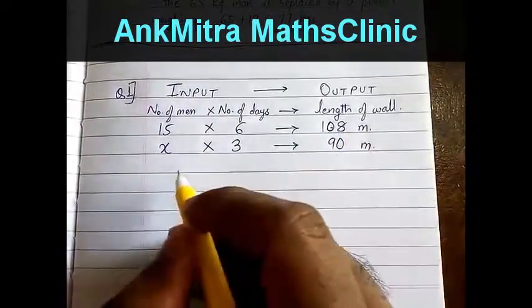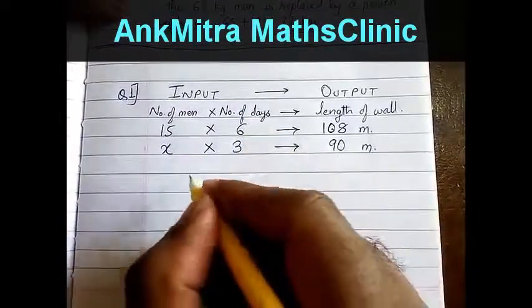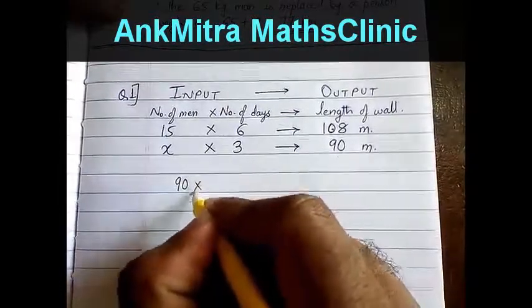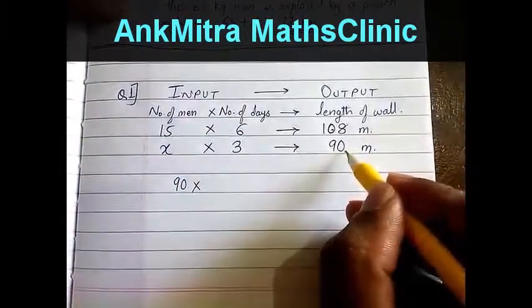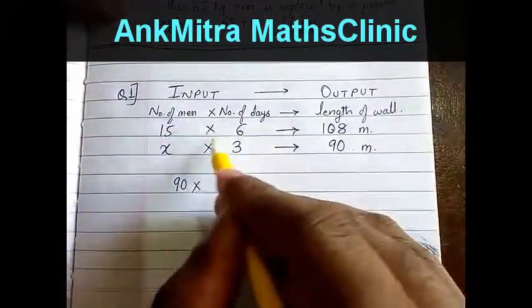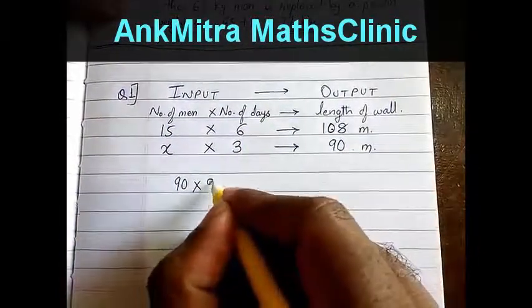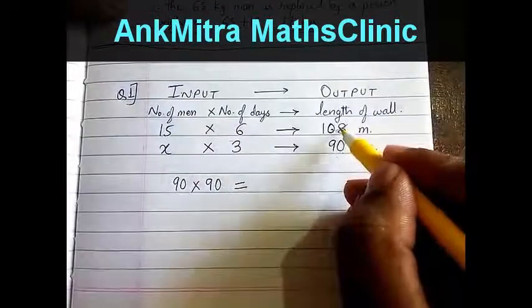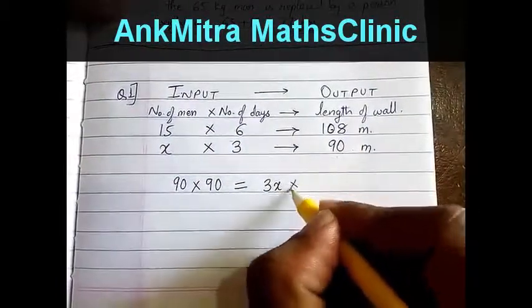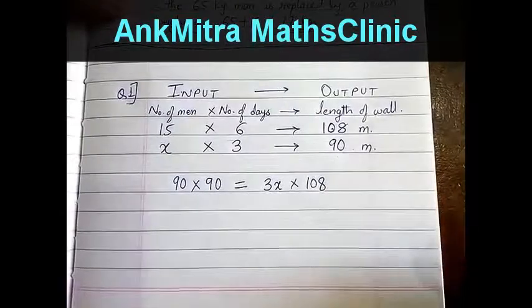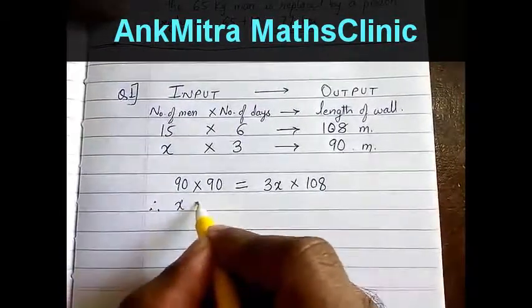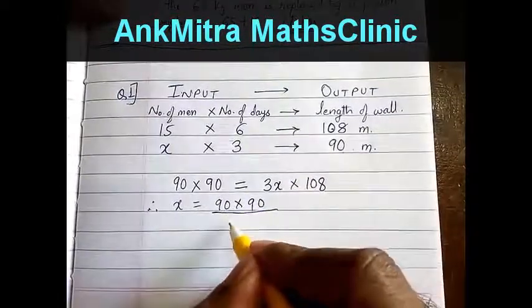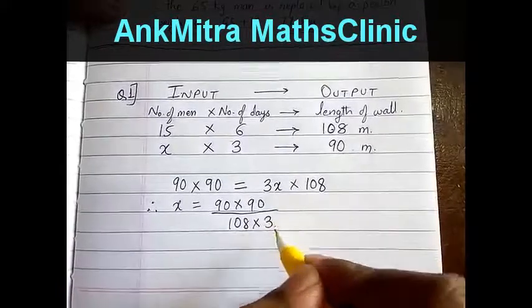So solving this, we get 15 into 6, that is 90, multiplied by this 90, that is in cross multiplication, we multiply this product with this number, and that will be equal to the product of these two numbers with this. So 3x multiplied by 108. Okay, so simplifying this, we get x is equal to 90 multiplied by 90 divided by 108 multiplied by 3.